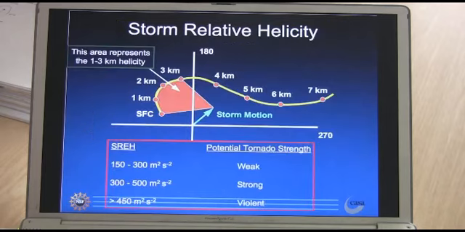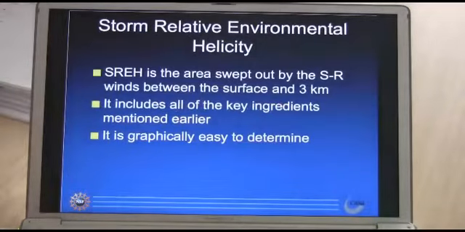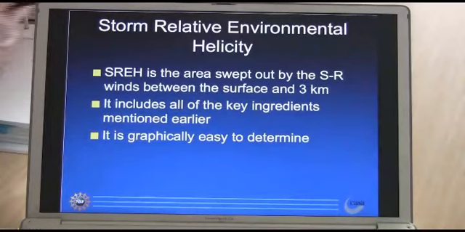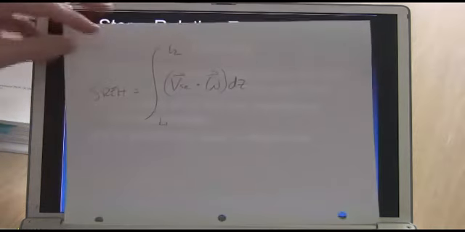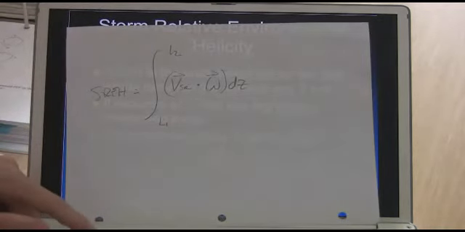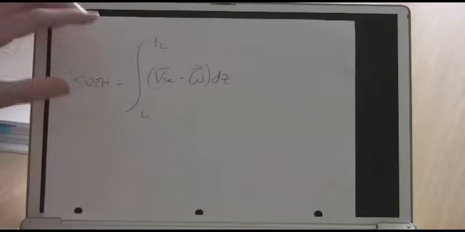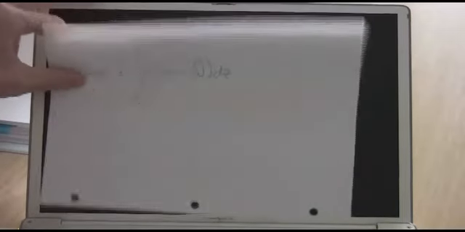Now, let me show you in equation form what the helicity is. Okay, and I'll write this large. Okay, I'll just put this up there. The storm relative environmental helicity, SREH, maybe I ought to hold this closer so you can see it. It's coming through the backside. Hang on. Okay, there we go.